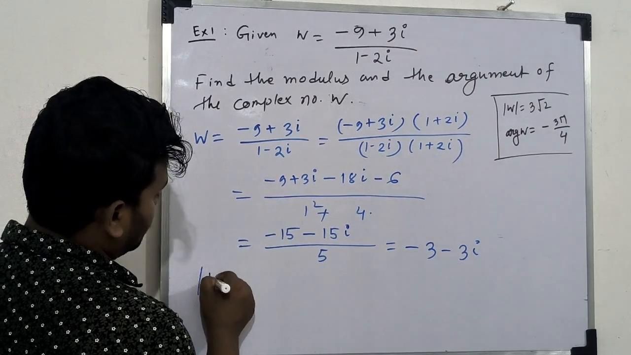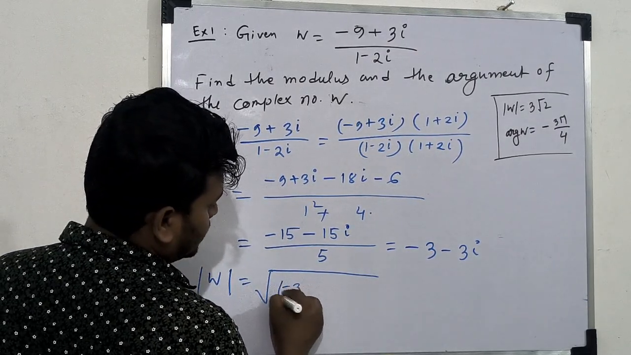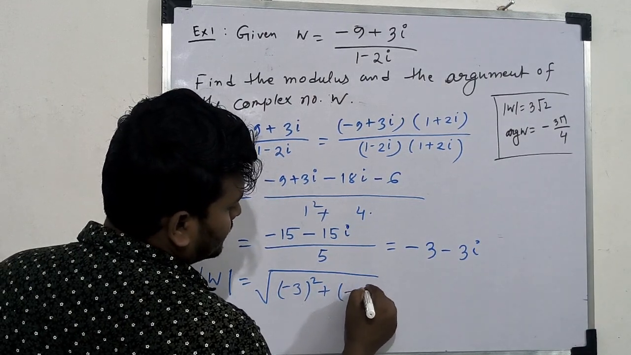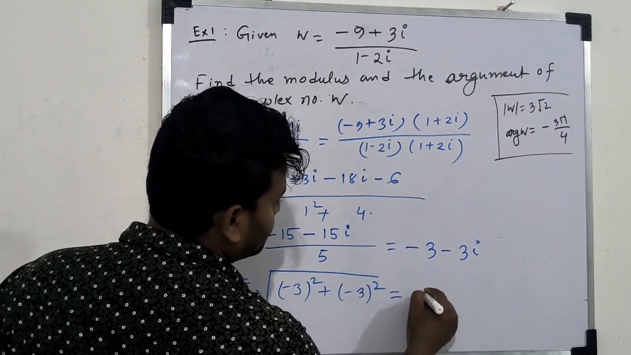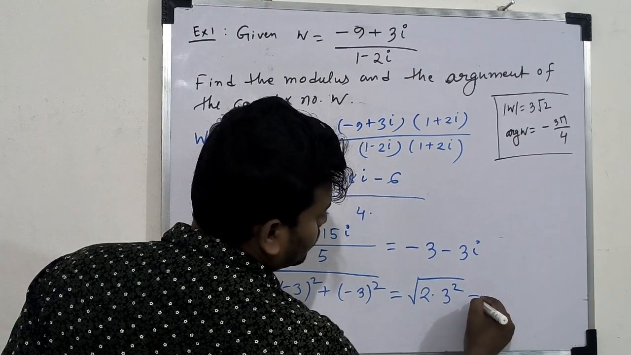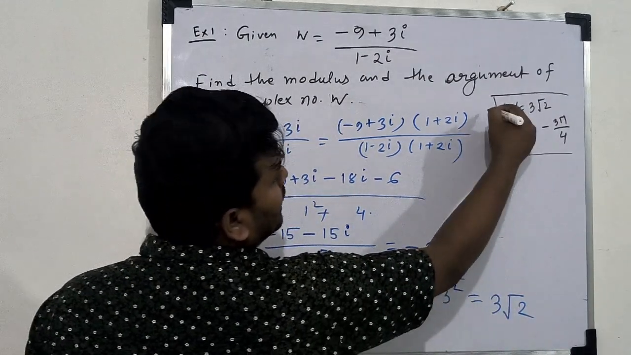So modulus of w will be the square root of minus 3 square plus minus 3 square. So 2 into 3 square. If we find it, 3 comes out, and this is the answer.